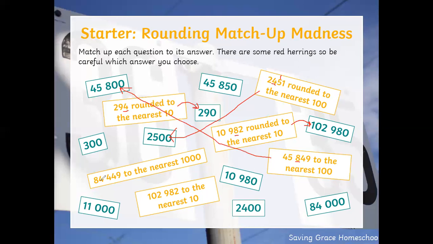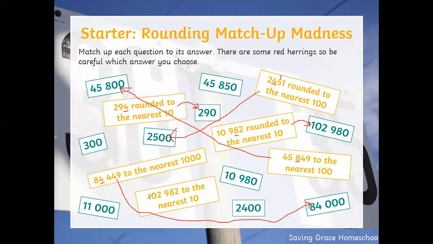Here we have two more. 84,449 to the nearest thousand. The thousand is this value over here. Will it go up or will it go down? We look at the previous value. Is it larger or equal to 5? No, it's smaller. Therefore, it stays the same. That means that it becomes 84,000. Where's our 84,000? It's all the way over here.